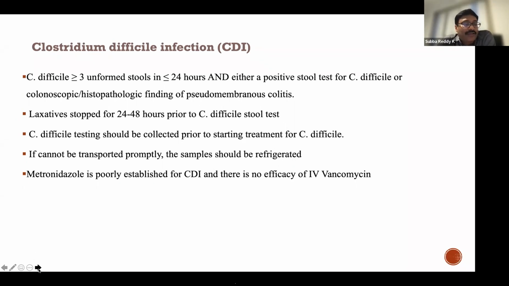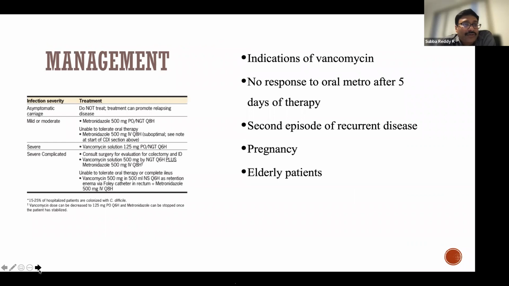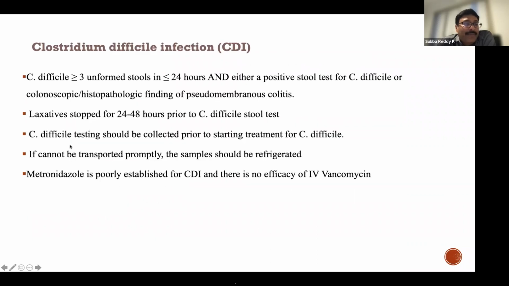So coming to the last but not least, this is also very important, Clostridium difficile infection. We see the incidence of C. difficile infections in the neuro-intensive care units is increasing, and so before you send the sample for C. difficile, we should stop the laxatives for 24 to 48 hours before you send the stool sample.